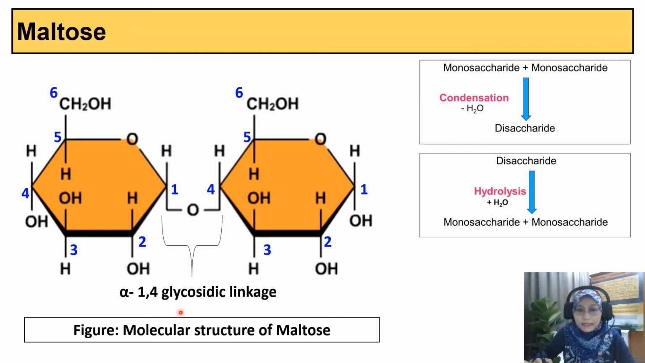And what is meant by glycosidic linkage? Carbohydrates involve glycosidic linkage. So, a monosaccharide combined with another monosaccharide will form a disaccharide through the condensation process. The condensation process involves the removal of a water molecule. And when we break down the disaccharide into monosaccharides, it will undergo the hydrolysis process by the addition of a water molecule.